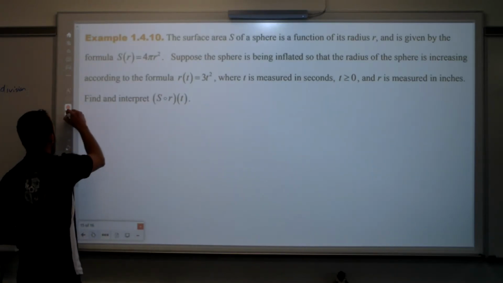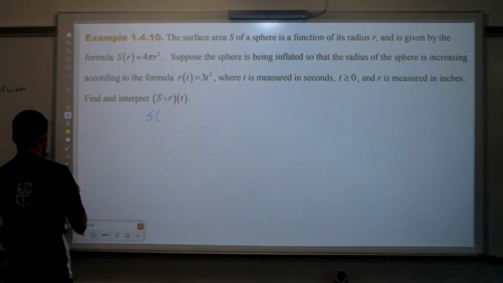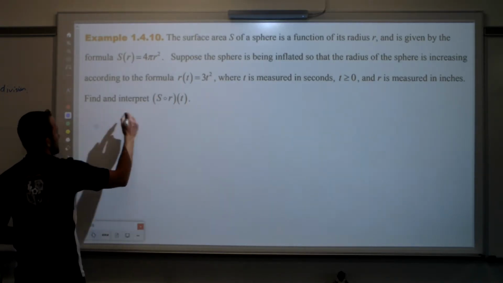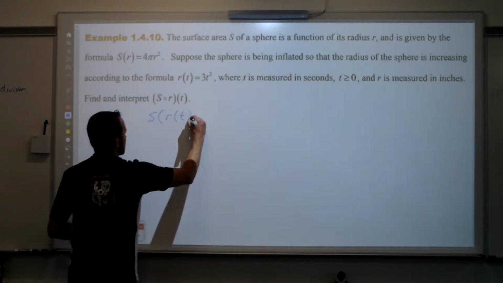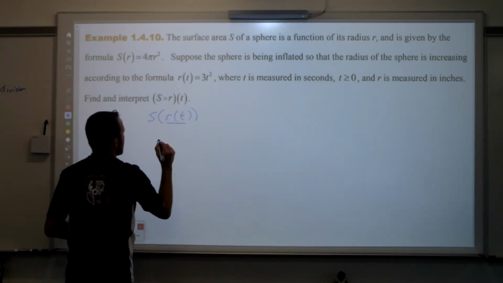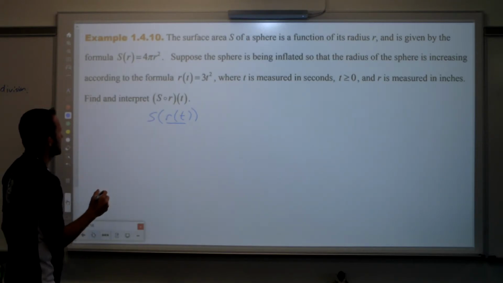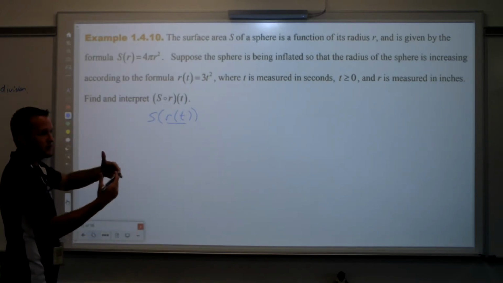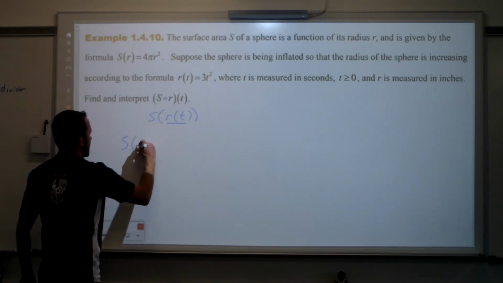So all we're going to do on this is do S of, oh, I did the wrong one. I put F out of habit. So we're going to do S of R of T. What that means is we're going to take R and plug it into S. And that's going to give us the surface area in terms of time. So S of R of T.